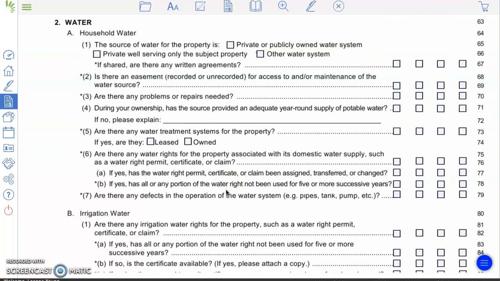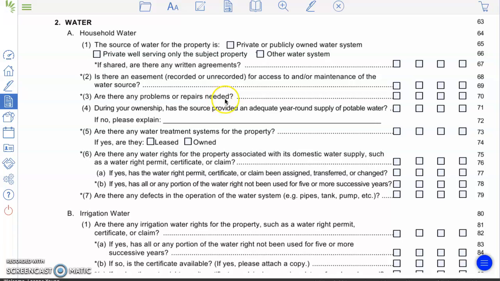Household water, do you know if it's on a well or if it's public or privately owned? So you just want to answer that here. Is there an easement recorded or unrecorded for access? Typically, there is an easement recorded by the utility company, but again, just answer to the best of your knowledge.